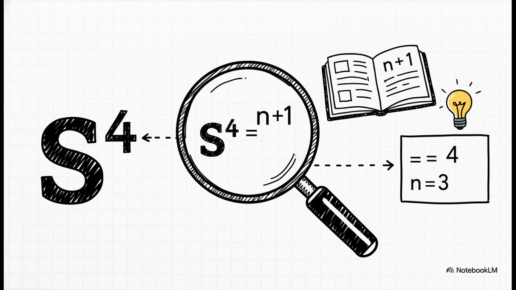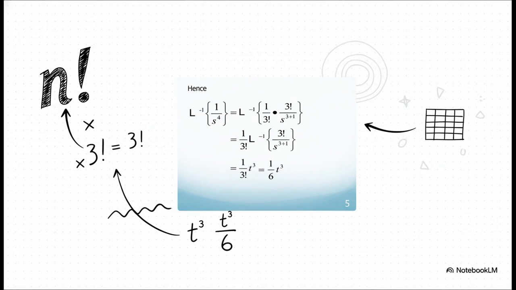So if we just match those up, it's pretty clear that n plus 1 has to equal 4, which means our n must be 3. Okay, but the table entry needs an n factorial up top. Since our n is 3, we need a 3 factorial.